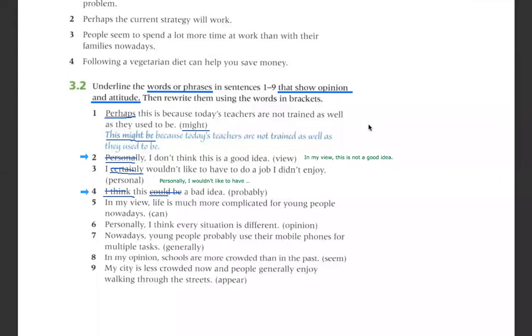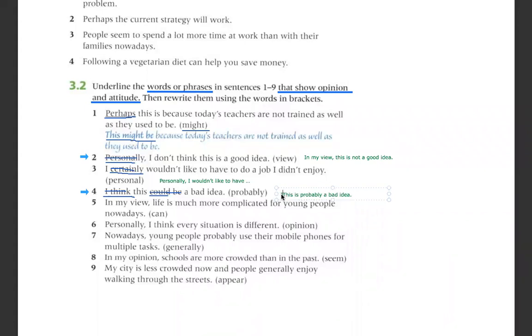Okay, so the word probably needs to come after the verb. So we would write something like this is probably a bad idea. If you don't know how to use this word, please write this down.